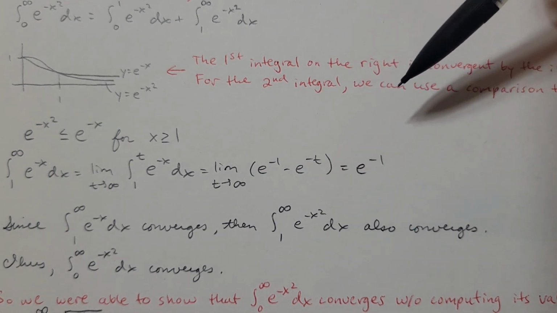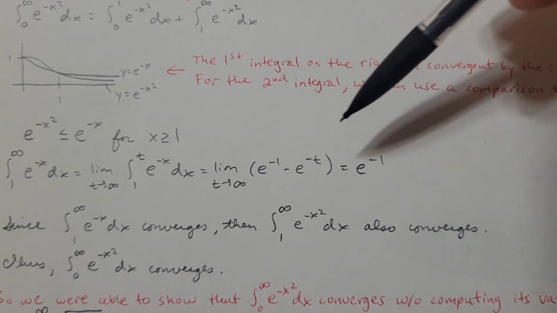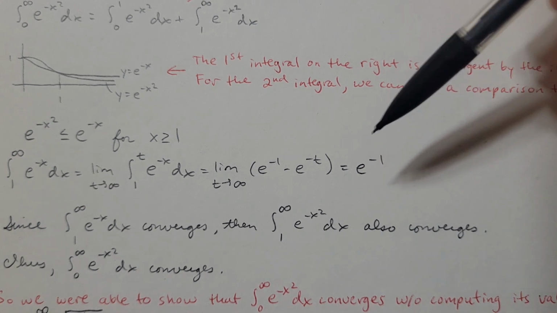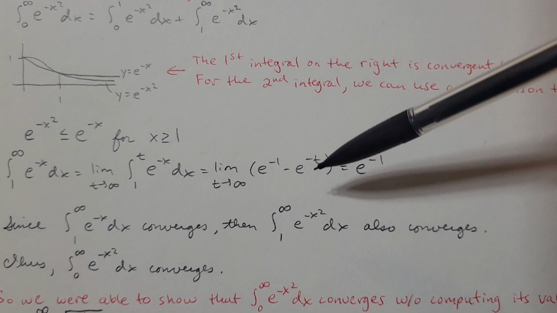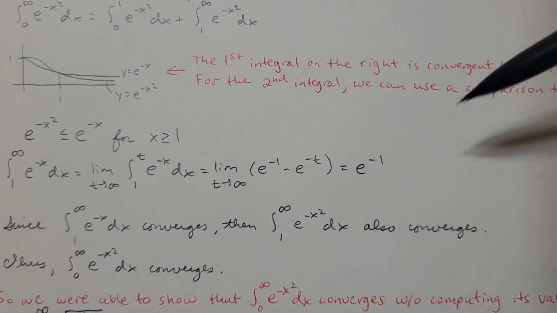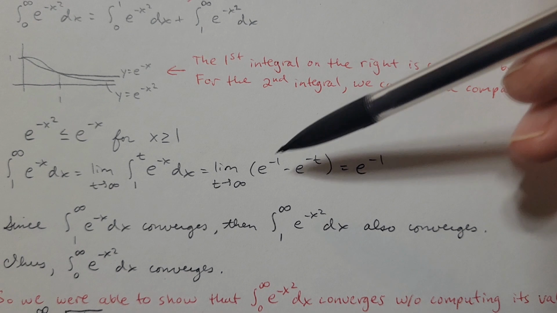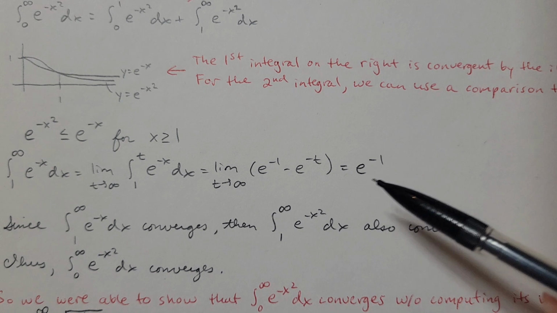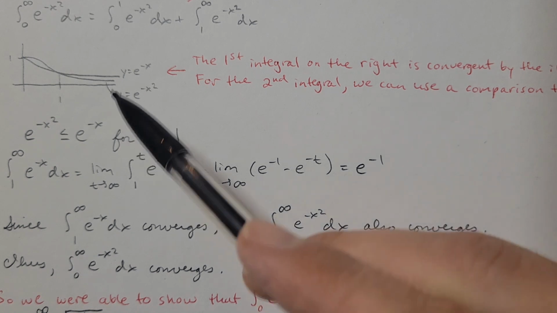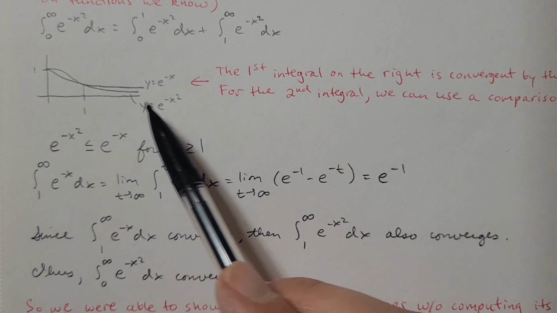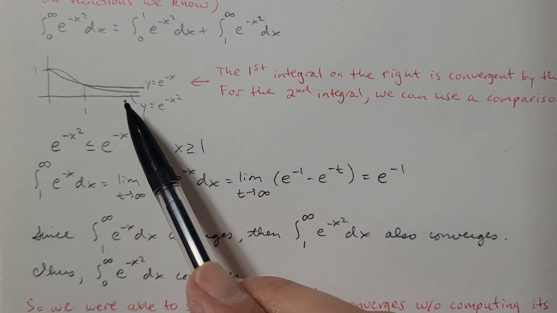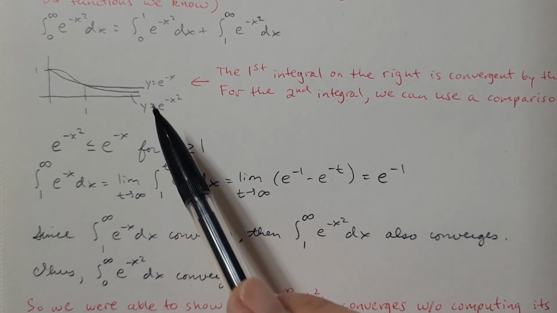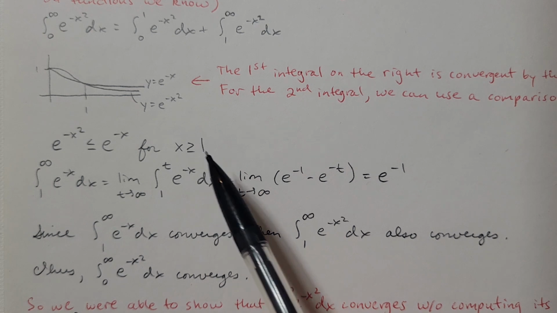E to the negative t is the same as 1 over e to the t. So if t is approaching infinity, then the denominator is going to be growing without bound as the numerator just sits at 1. Okay, so that is going to go to 0. And the limit of a constant is always the constant, so I'm going to get e to the negative first power. Well, that's a finite number, right? So this region here, going from 1 to infinity underneath the top curve, is a finite region. Well, anything less than that is also going to be finite.